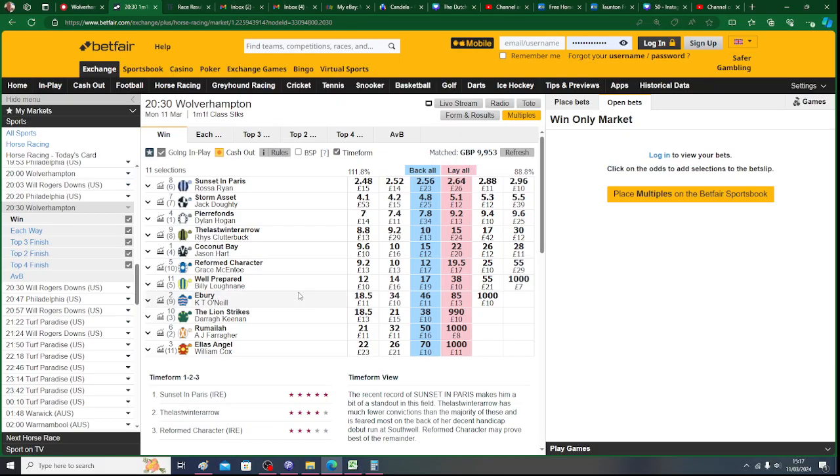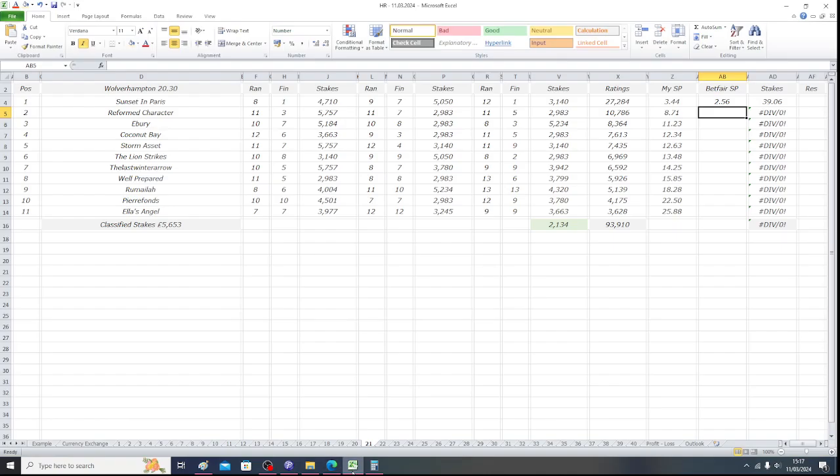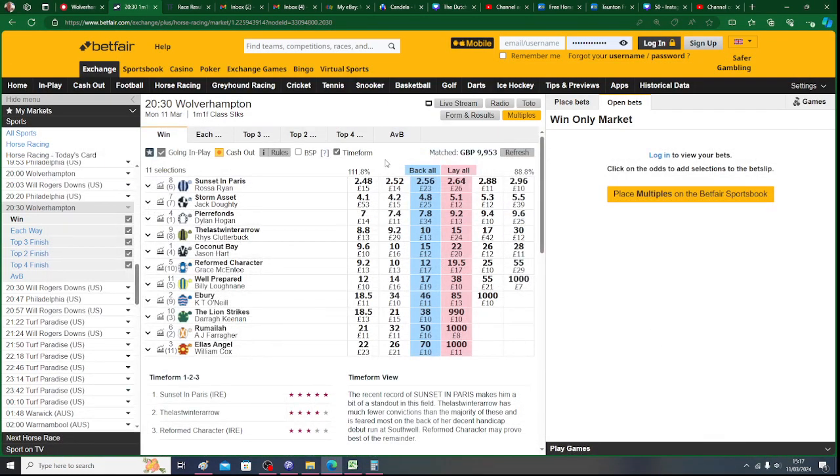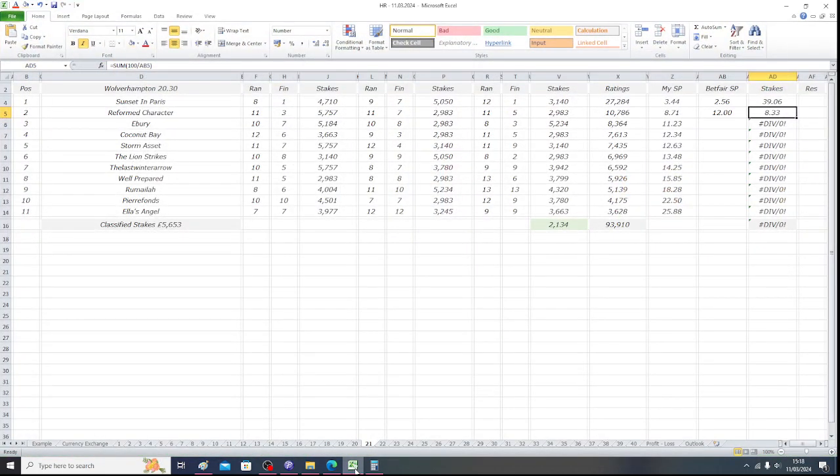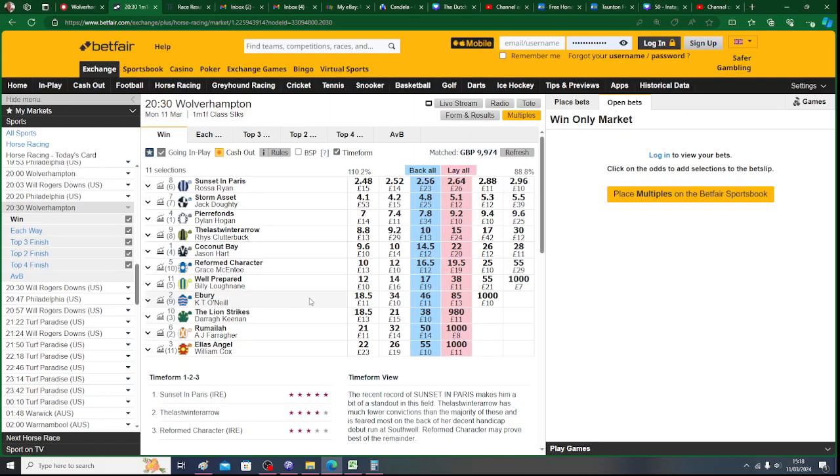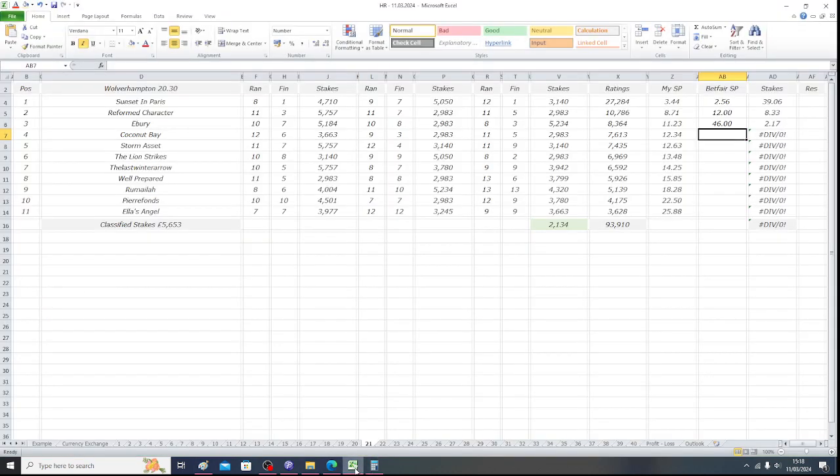Reformed Character is our second selection. This is at 12. And don't forget again, the overround here is poor. 111.8. Don't bet anything in this race at all until closer to the off. So £8.33 stakes here at 12 SP would return us £100. And if we back a third horse, all we've got left now is £2.60. Ebury is our third selection, and this is trading at 46, £2.17 on that, so we had enough.